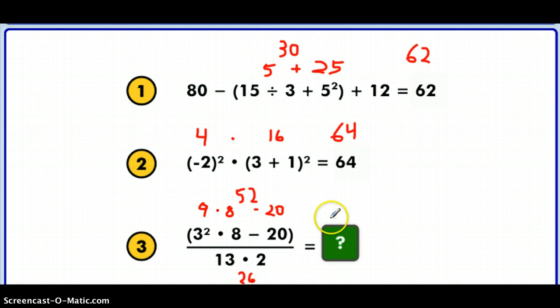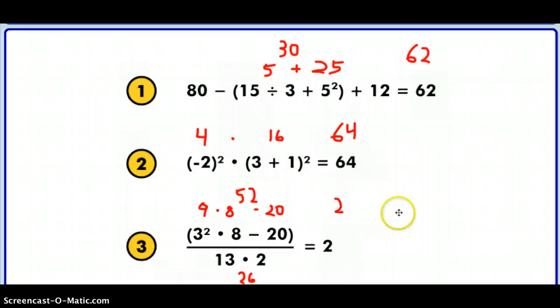So we have 52 over 26, which should be 2. Kind of a long way to say the number 2, but that's what it should come out to. We'll double check, and it looks like that worked as well. So that's looking at several examples of PEMDAS.